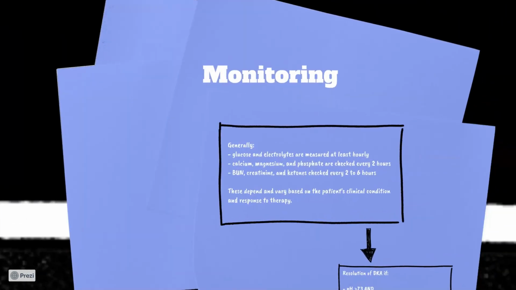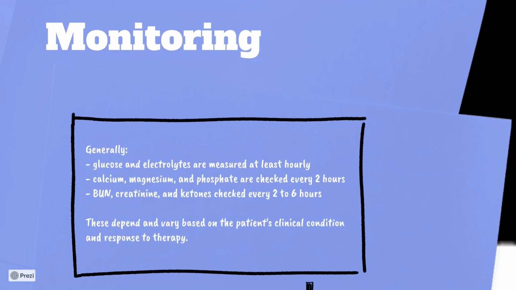Patients will need to be closely monitored to minimize these complications and be treated promptly. Generally, glucose and electrolytes are measured at least hourly. Calcium, magnesium, and phosphate are checked every 2 hours. Urea, creatinine, and ketones are checked every 2 to 6 hours. These will vary depending on the patient's condition and response to therapy.